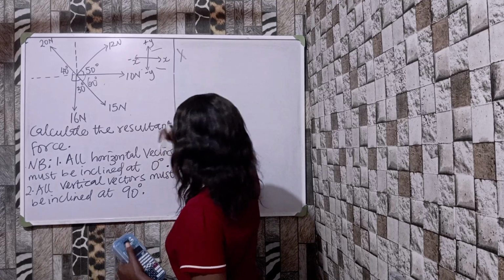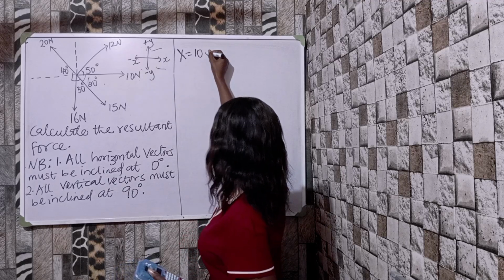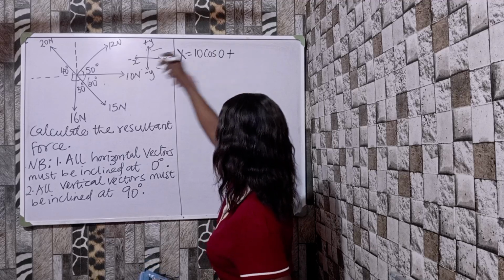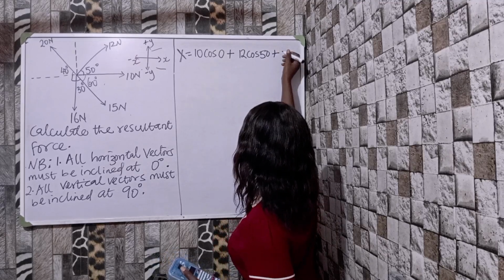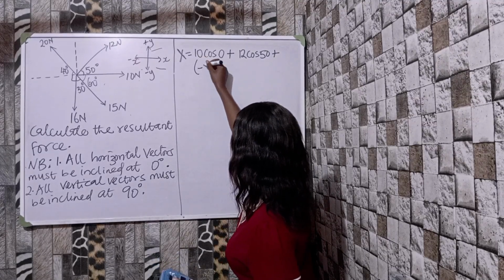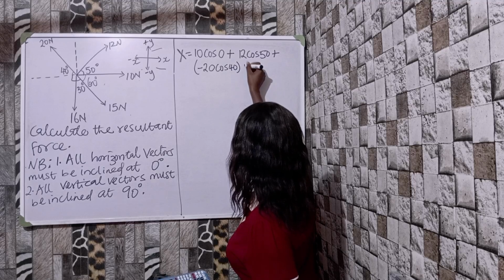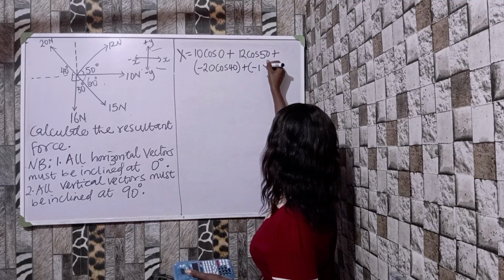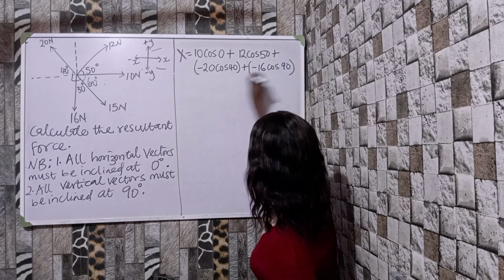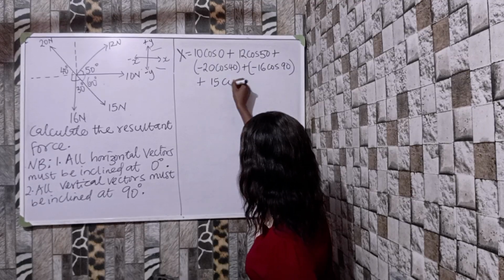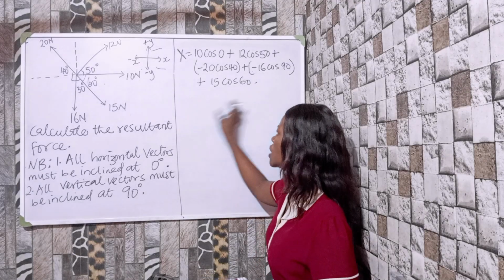x is equal to, I'm starting with this one, this is 10 cos 0, plus 12 cos 50, plus bracket minus 20 cos 40, plus bracket minus 16 cos 90, then plus 15 cos 60. Okay, this is the horizontal component.